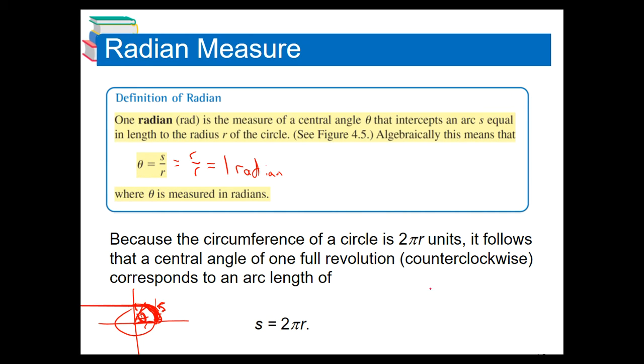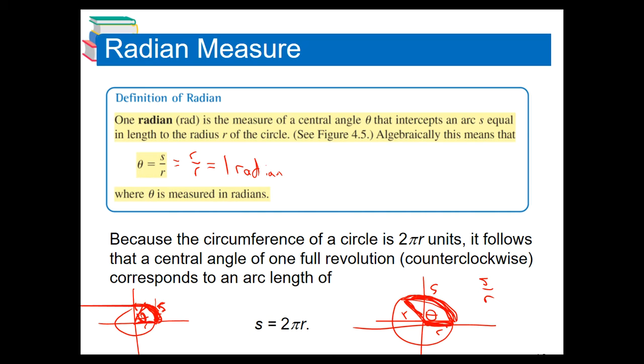Now, if the arc length is not the same as the radius, say here's our initial side and it goes up to here. This is still the radius, and this is still the radius, but now we have a much longer arc length. The measure of theta in radians will be the length of this arc, which is S, divided by the radius of that circle.